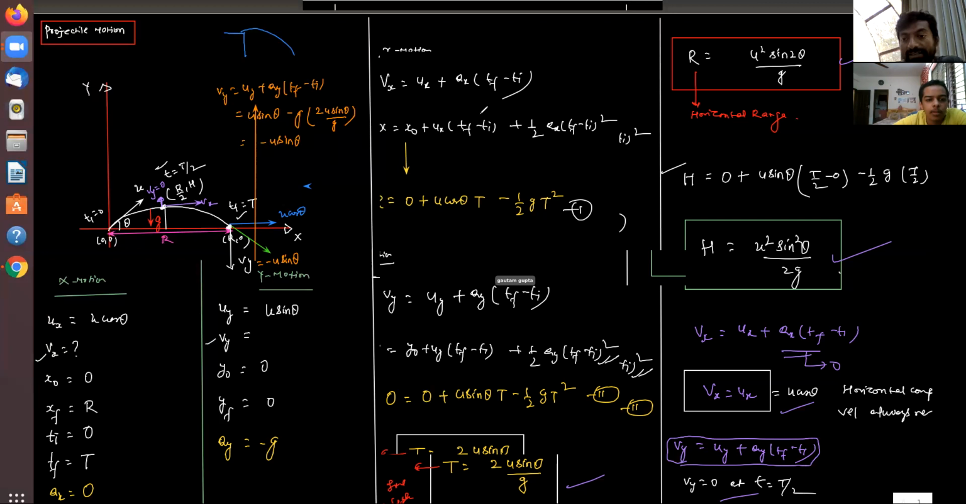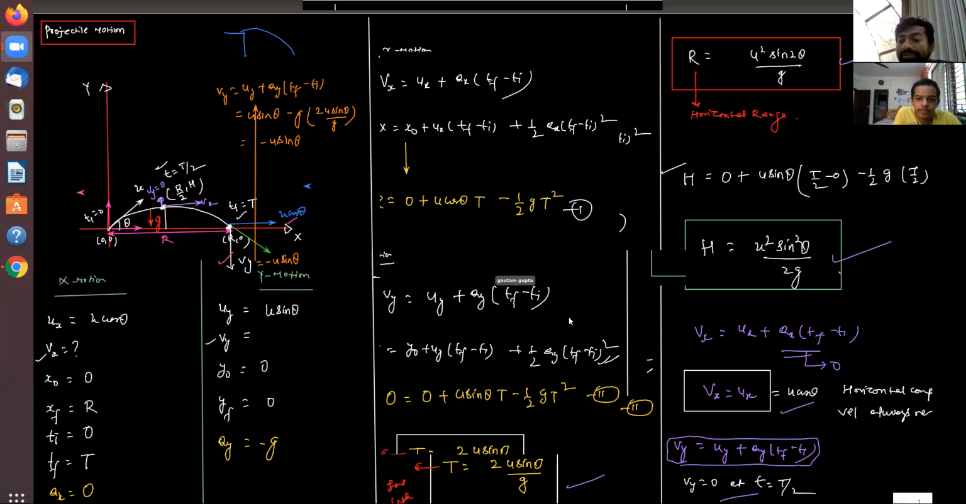At the point of projection, it had Vx in this direction and Vy in this direction. At the point of impact, it has Vy in this direction and Vx in this direction. The velocity of projection is equal to the velocity of impact in magnitude, but direction-wise, just the y component gets reversed. Any doubt till here?